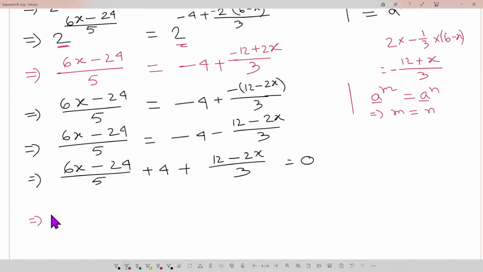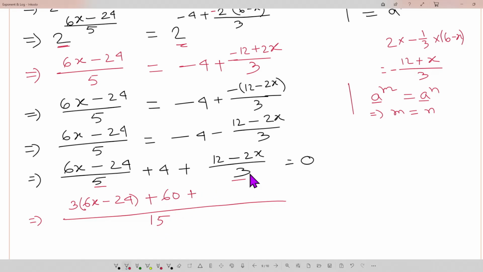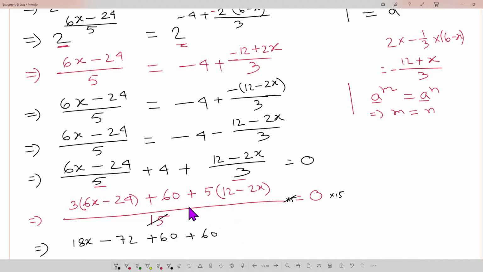Now look, what is the LCM? Here is 5 and here is 3, co-prime numbers, therefore the LCM will be the multiplication of 5 and 3, it means 15. So 15 divided by 5 will be 3, so 3 times (6x minus 24) plus 15 times 4, plus 15 divided by 3 will be 5, so 5 times (12 minus 2x) equals 0. Now we can multiply both sides by 15. If we multiply here 15 and also 15 here, the 15 cancels out, and 0 times 15 will be 0. So we can write 3 times 6 is 18x, minus 3 times 24 is 72, then plus 60, then plus 5 times 12 is 60, and minus 10x equals 0.